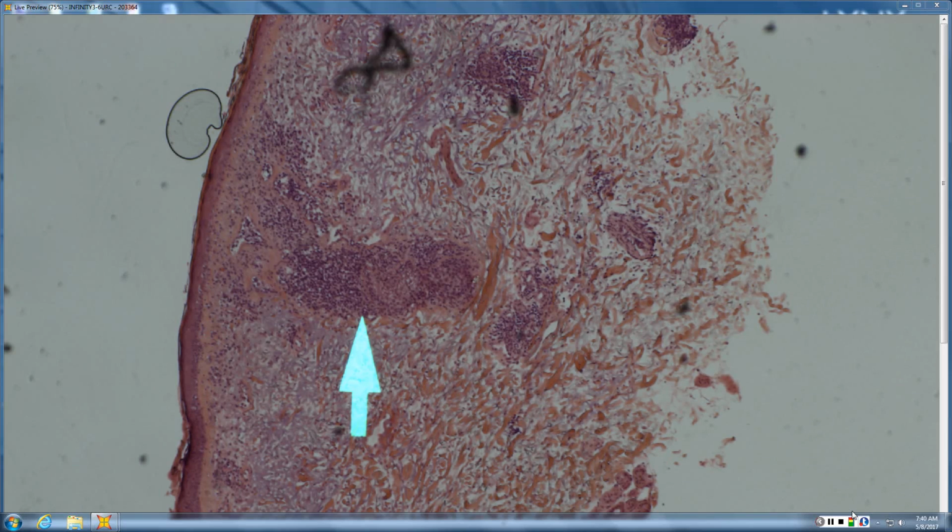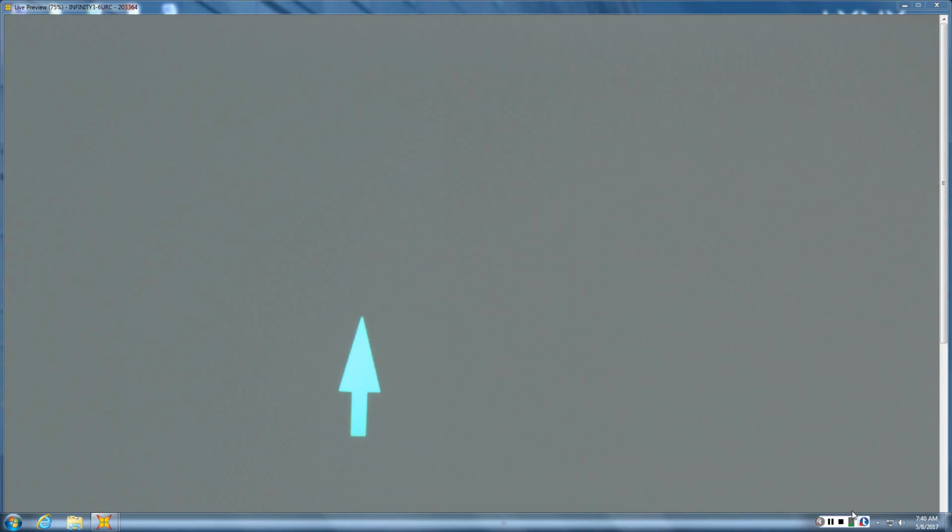So vertical column of lymphs following hair follicle, probably lupus. And then later you might look for other things if there are no other features of lupus, but that would be the low-hanging fruit.